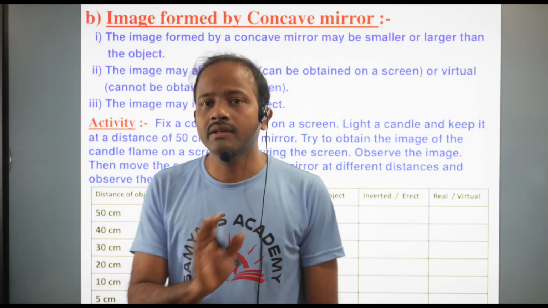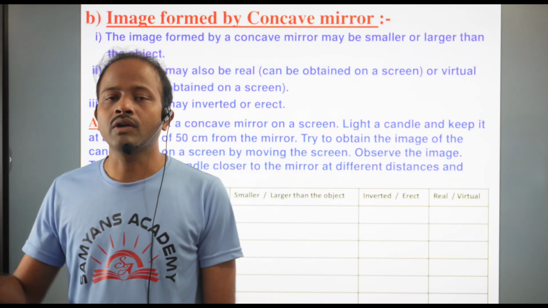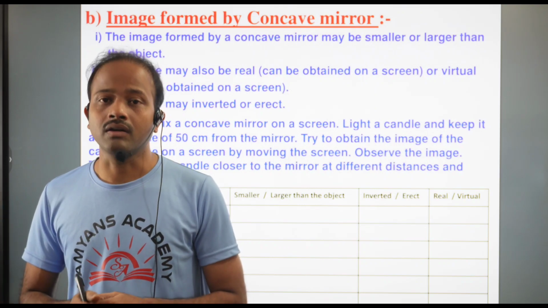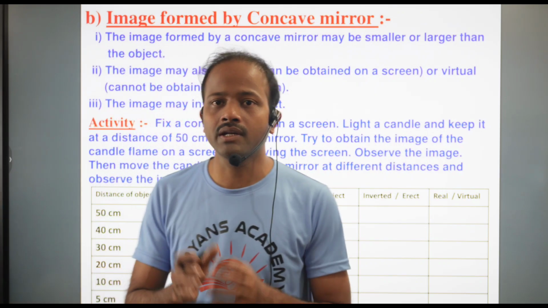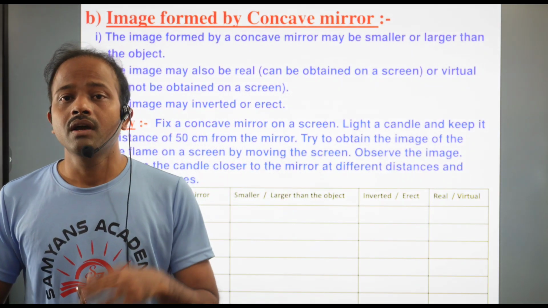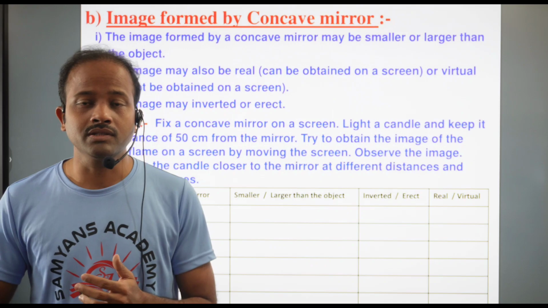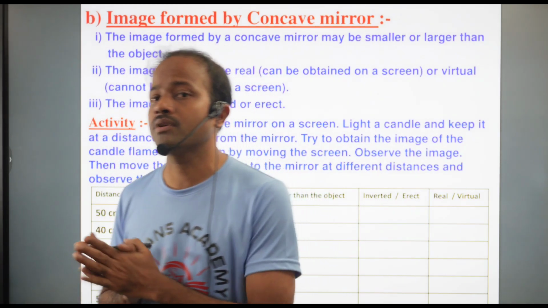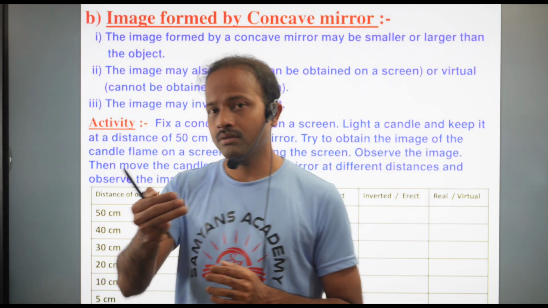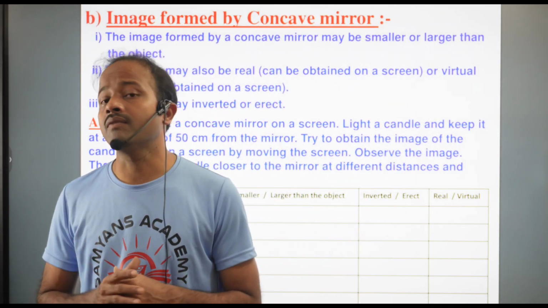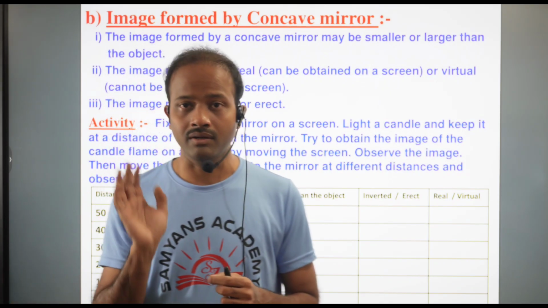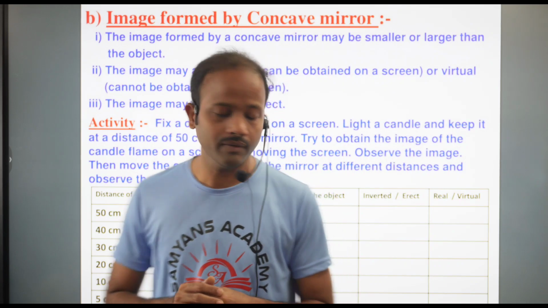Okay. When you take the candle nearer to it, what happens? The size of the image enlarges. You will get an enlarged image, and the nature of the image is real and inverted. We can capture the image on the screen, right? When you take the candle very near to the concave mirror, we can see a virtual image. Virtual images means we can see those images only in the mirror. The image is formed only behind the mirror, right?